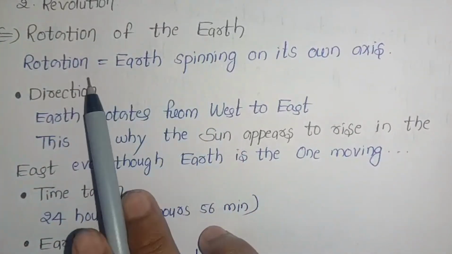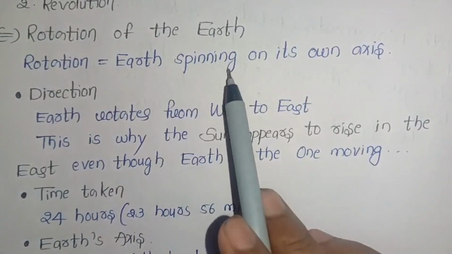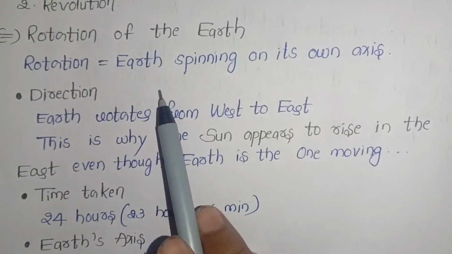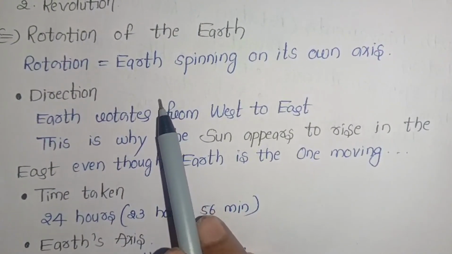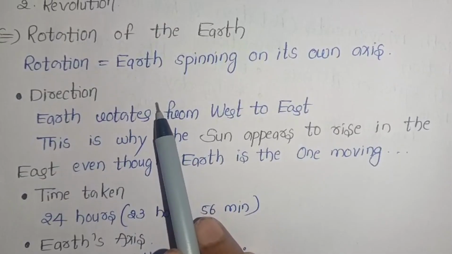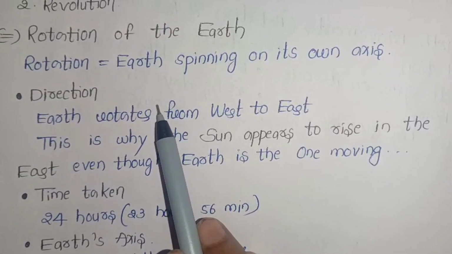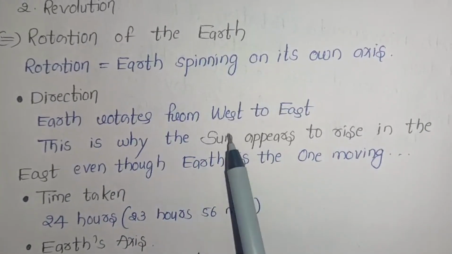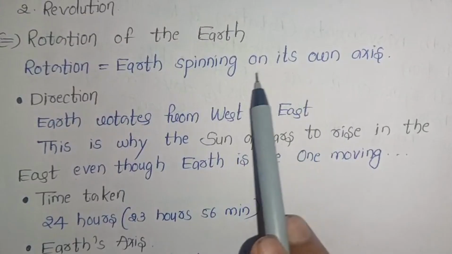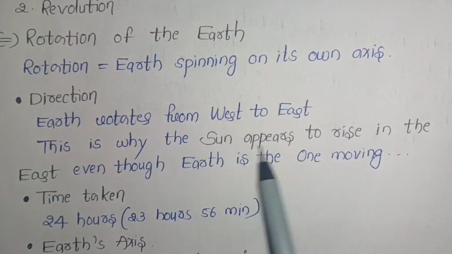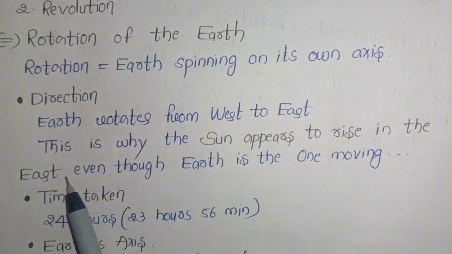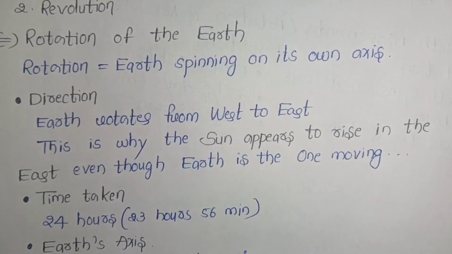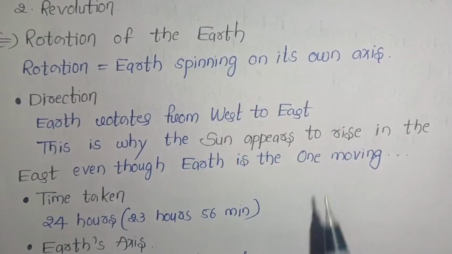Rotation of the earth. The earth is spinning on its own axis. It is moving from west to east, and the sun rises in the east and sets in the west. That is why the sun appears to rise in the east, even though actually the sun is not moving.